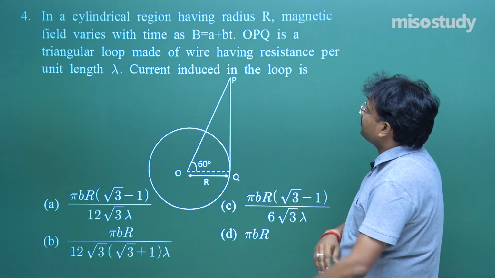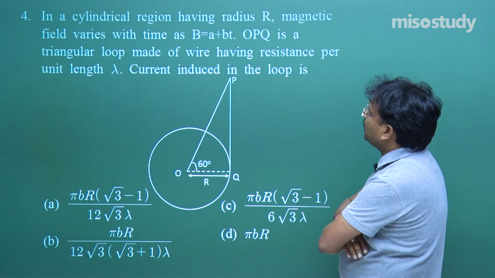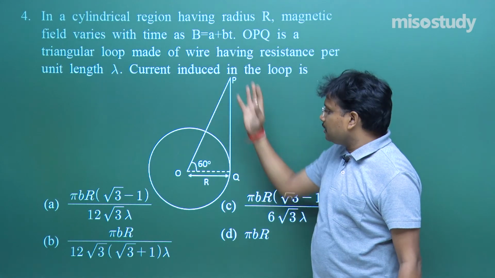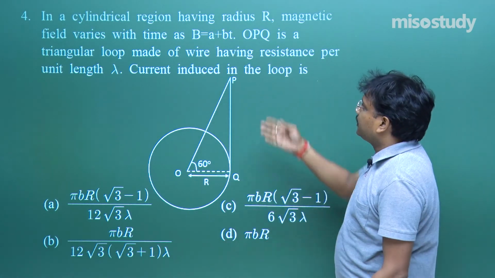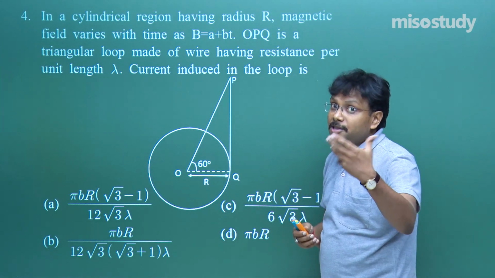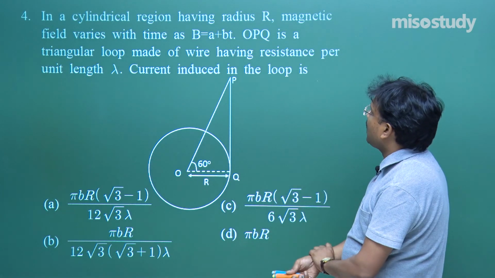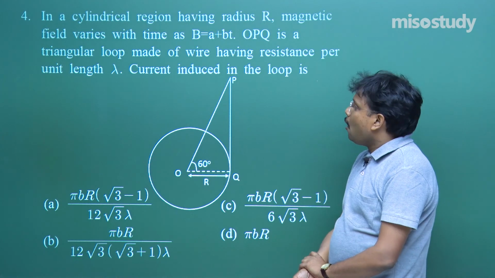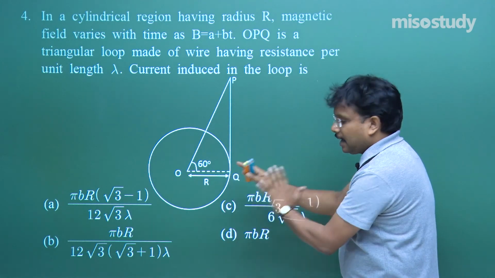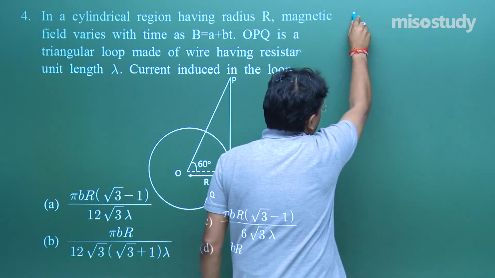In a cylindrical region having radius r, the magnetic field varies with time as B is equal to A plus BT. If the concepts are clear, understanding this line is not a problem. With time the magnetic field is changing, so ultimately the changing magnetic field produces this induced EMF. OPQ is a triangular loop made up of wire having resistance per unit length lambda. Find the current induced in the loop. Question is simple, diagram is given. Now I am going to explain how to find it out, so just take a look properly.